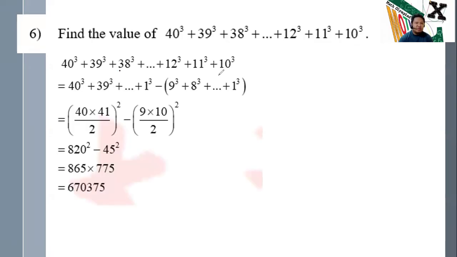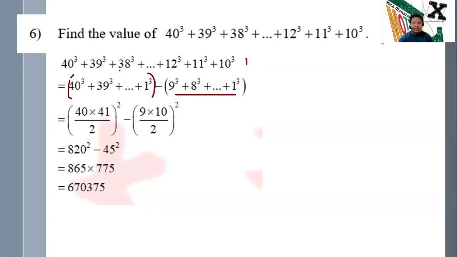From 40 cube to 10 cube is like adding 40 cube down to 1 cube, perfect cube numbers. And because 1 to 9 is missing here, we'll be subtracting 9 cube down to 1 cube. Why did we do that?